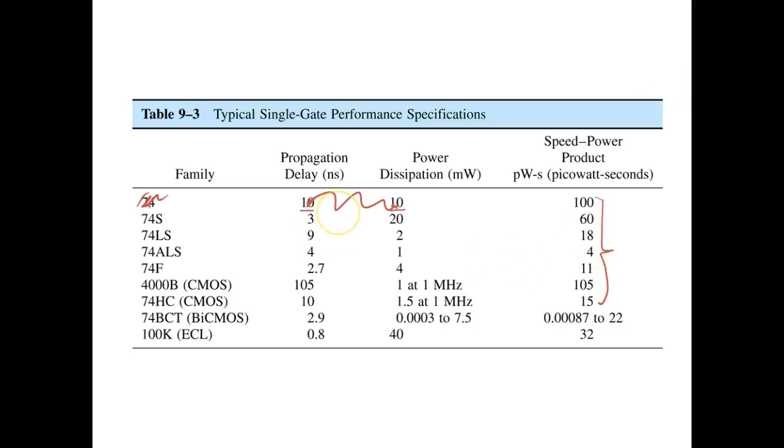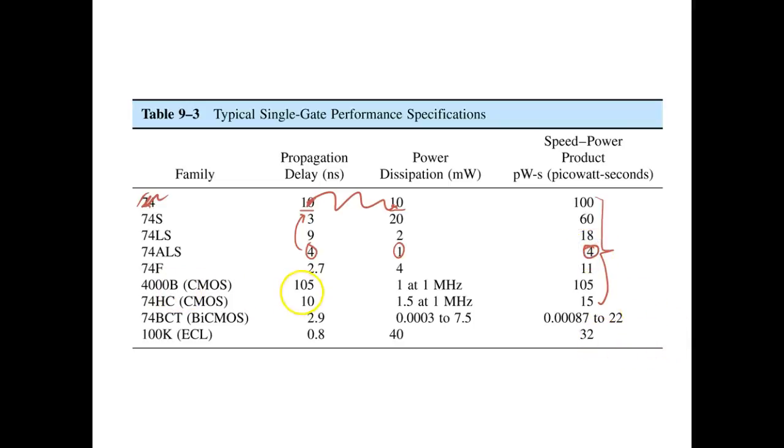Then we've got the ALS, which is the faster version of the AS. And we ran into a lot of these inside computers. These guys here have a propagation delay of about 4 nanoseconds. So that's why we don't see many of these anymore, because of the ALS series, right? You understand that. It's a propagation delay of 4 nanoseconds and power dissipation of 1 milliwatt per gate. Look at that. 4.